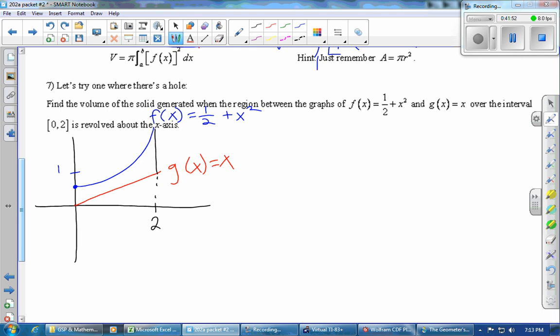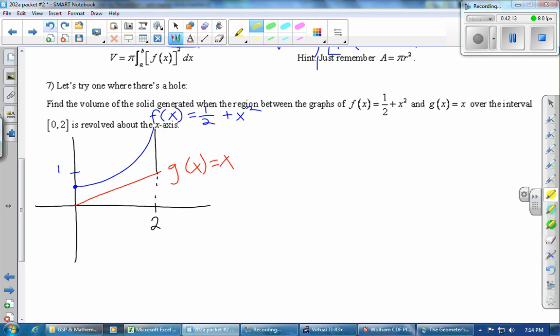Okay, so there's my region. It's the space that's inside of all of this here. Again, you do need to have all of the boundaries given to you. So it's capped at the right by 2, it's capped at the left by 0. That's this part right here. At the top, it's that parabola, and at the bottom, it's that line. So we've got our region.